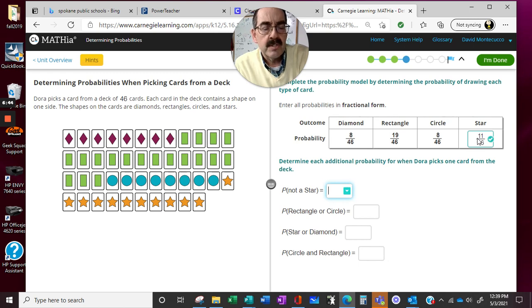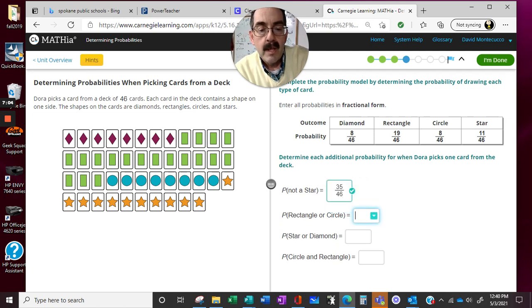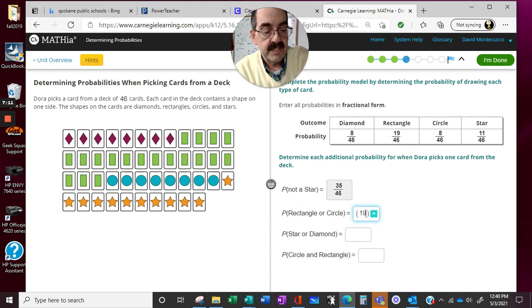Not a star, so we've got to get rid of 11. So 35. Actually, 46 minus the 11, divided by... let's get back out of here. Okay, so parentheses: if you're not sure, just go 46 minus 11, divided by the 46. Rectangle or a circle, so we're going to add them together. Rectangles 19, circles 8, on the outside, slash the 46.